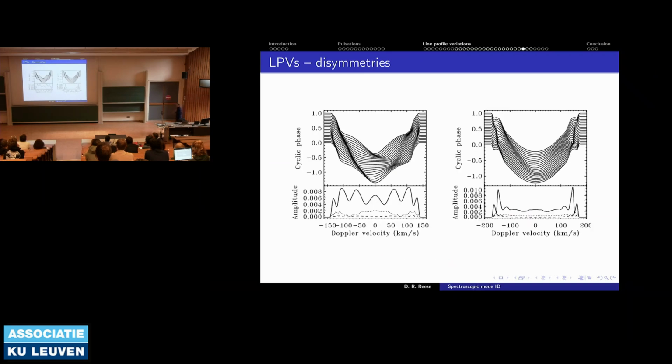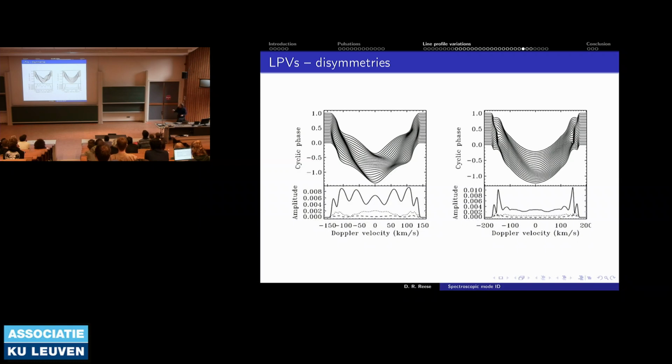Now there's one other feature I wanted to talk about. It's a bit subtle, but if you look very carefully at these line profile variations and their harmonic decompositions, you will notice that they're not 100% symmetric. You'll see that this peak is a little bit higher than that peak. Same thing here. This peak is a little bit higher than that one.